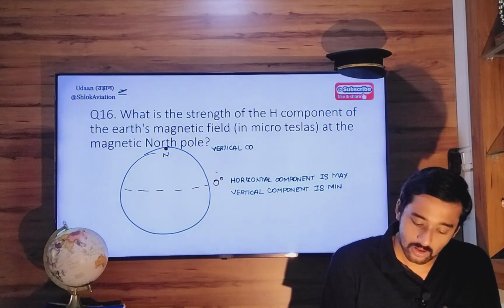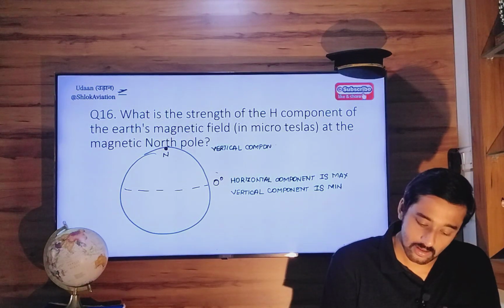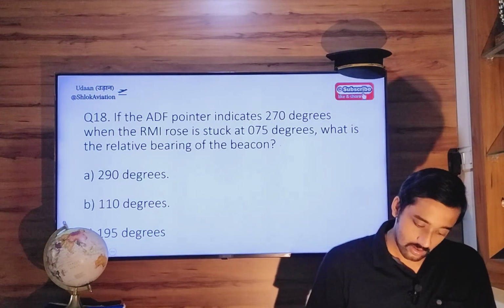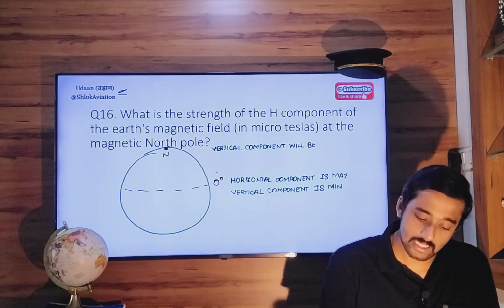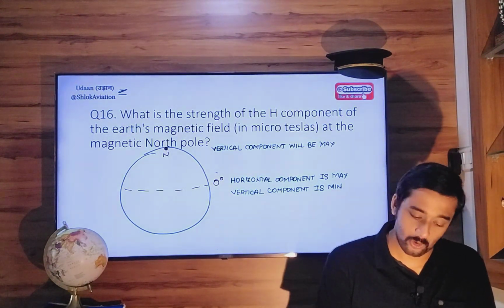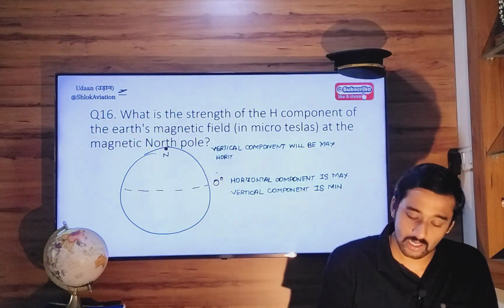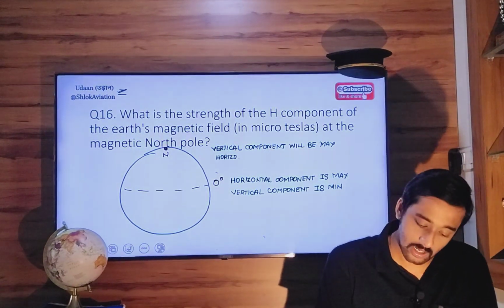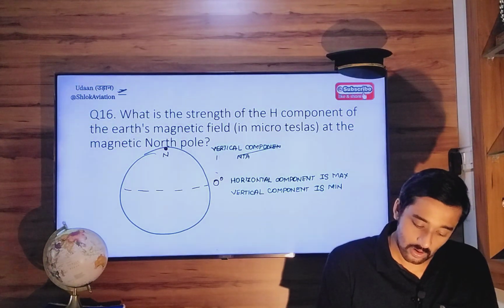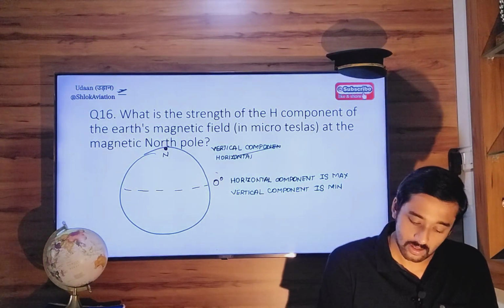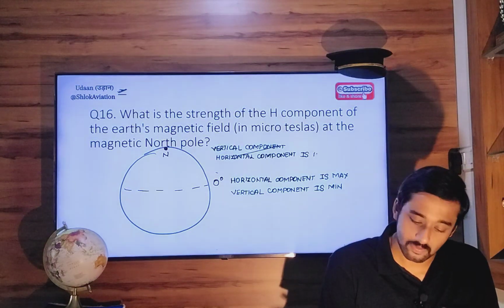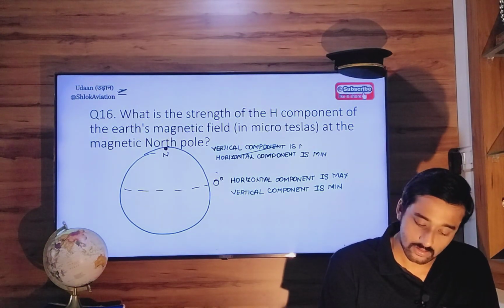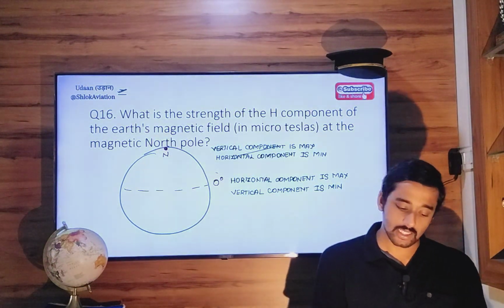will be maximum and the horizontal component will be minimum. That means the horizontal component will be zero, no horizontal component at all. Horizontal component is minimum. Okay, so it is zero.